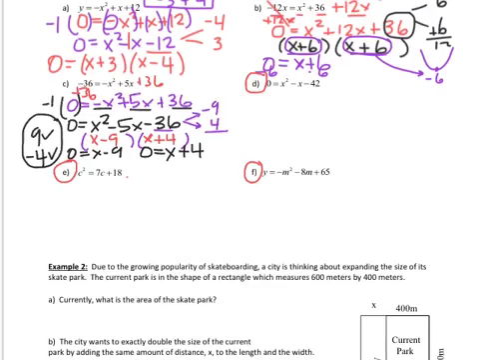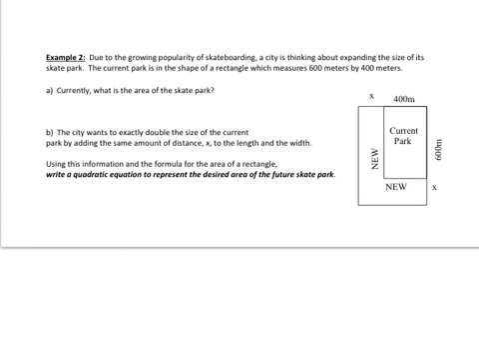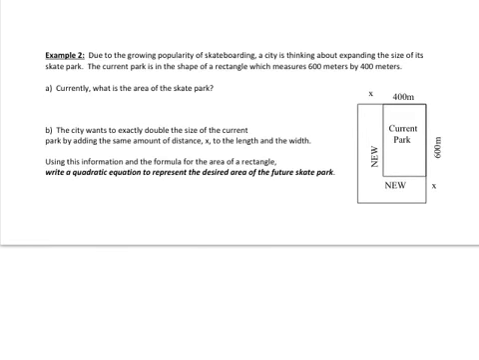All right, let's go on to example number 2. This is the real-world modeling type situation that we have. Due to the growing popularity of skateboarding, a city is thinking about expanding the size of its skate park. The current park is in the shape of a rectangle, which measures 600 meters by 400 meters. Currently, what is the area of the skate park?